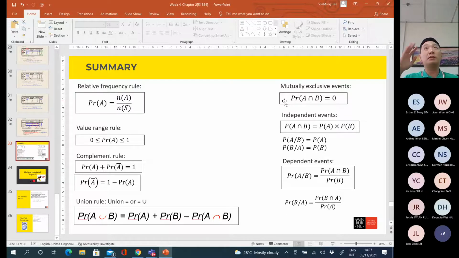So bear in mind, when you see a question like throwing 2 dice, or throwing 3 coins, throwing one coin and 1 dice, throwing 4 dice, and also choosing 2 balls one by one with replacement, this type of question means that you need to apply the independent events formula.